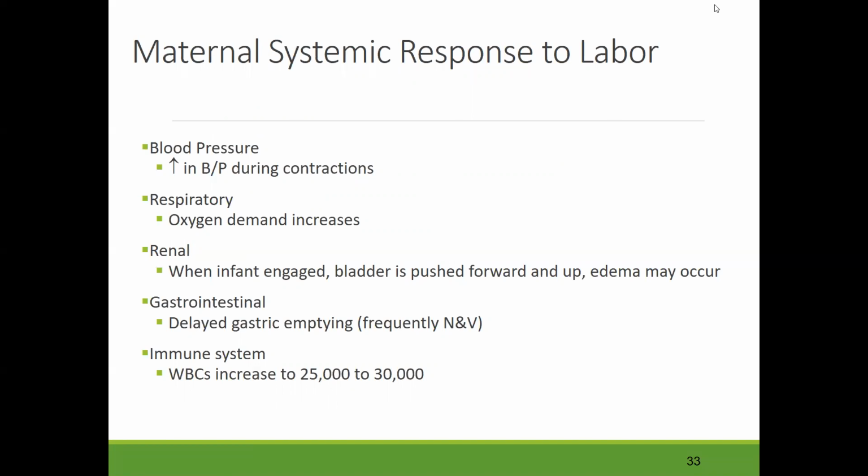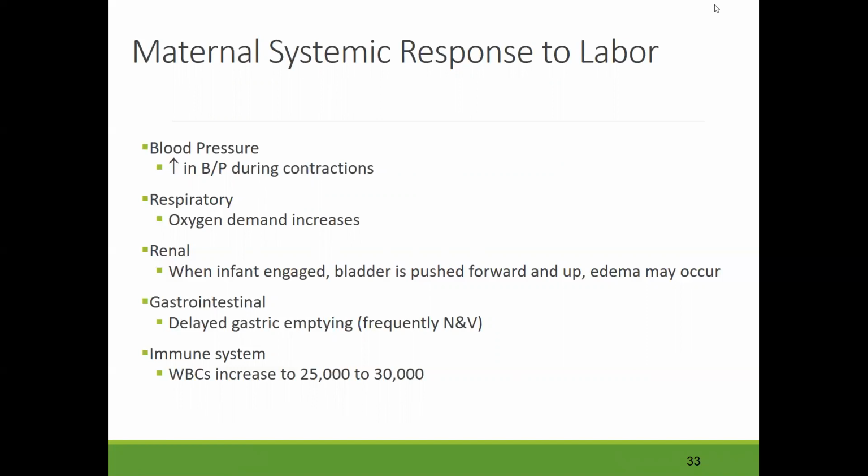Then renal system: when the infant's engaged, the bladder is being pushed forward and up and out of the way to make room for that baby. So we may actually have edema occur, and it may be hard for mom to urinate, or we may have to put a catheter in, or you may see even a little bit of blood in mom's urine from that trauma.